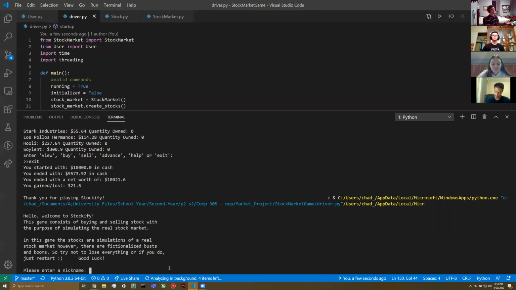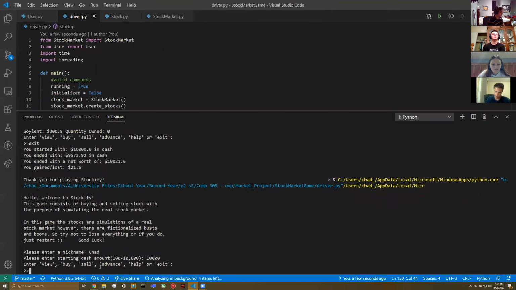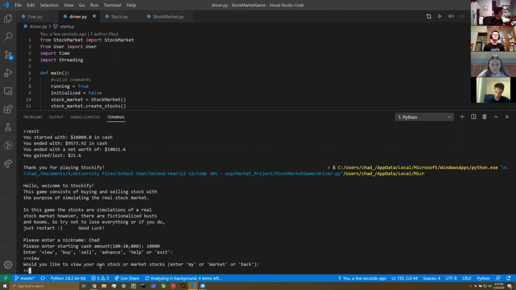Okay. So this is our project. So as Victoria was saying, we buy and sell stocks in a somewhat realistic manner. When we first open up the program, it asks us for a username and starting cash amount. So 10,000. And then in this, you can view, buy, and sell, as well as advance day, which would update the market prices. So we're just gonna view the market.